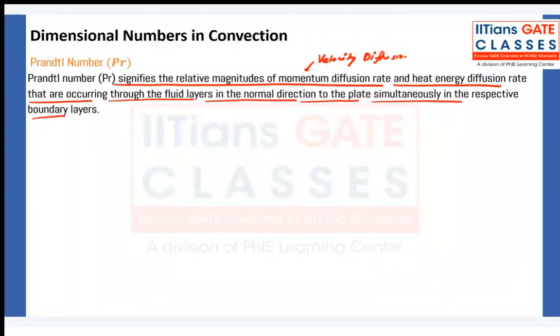So look, Prandtl number for air is in the range of 0.65. So it is less than 1. So what does that mean? Can you tell me? If it is less than 1, what does it mean?